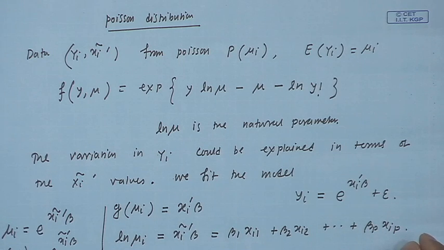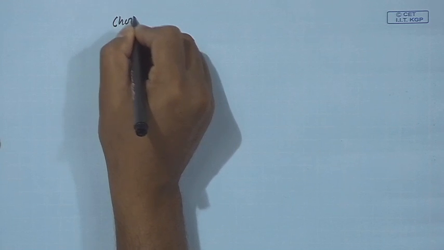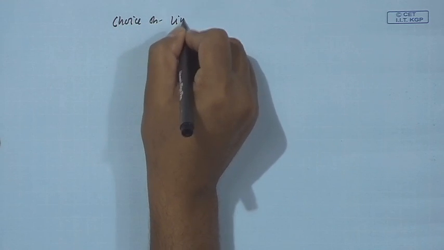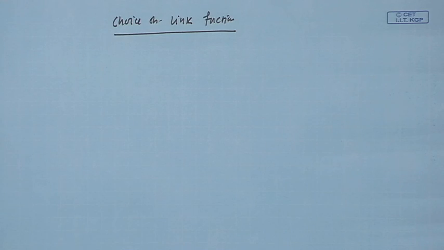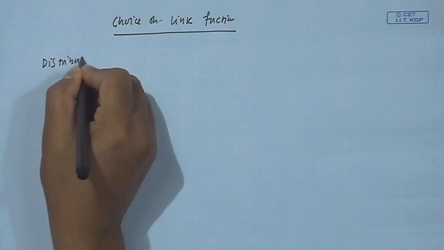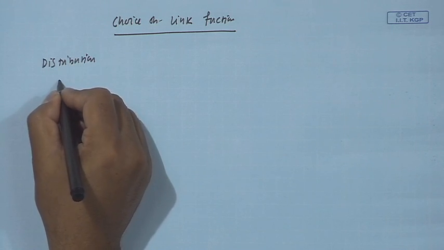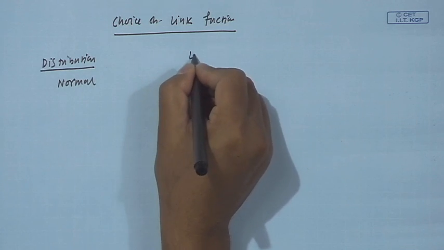Okay. Now, what I will do is talk about some reasonable choices of link function, because the model depends on this choice of link function. Suppose the distribution is normal distribution, and the link function.